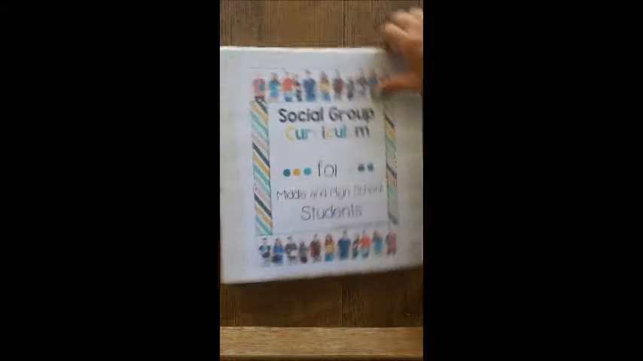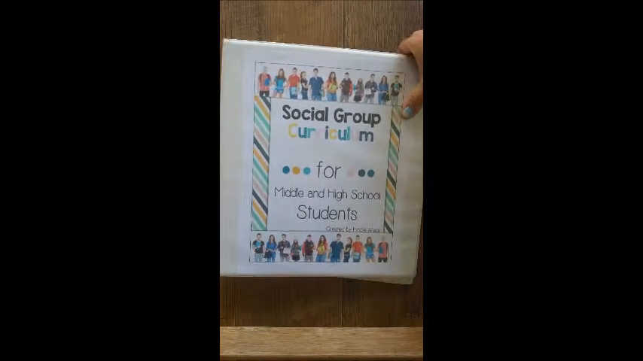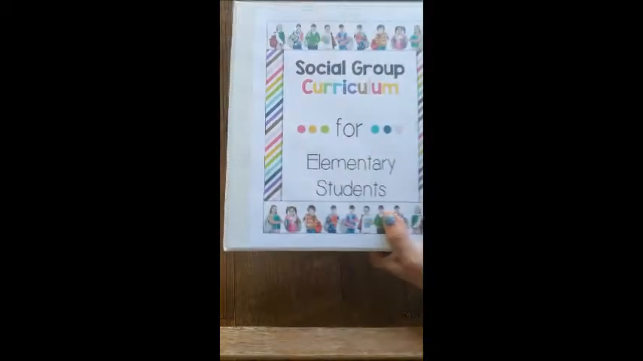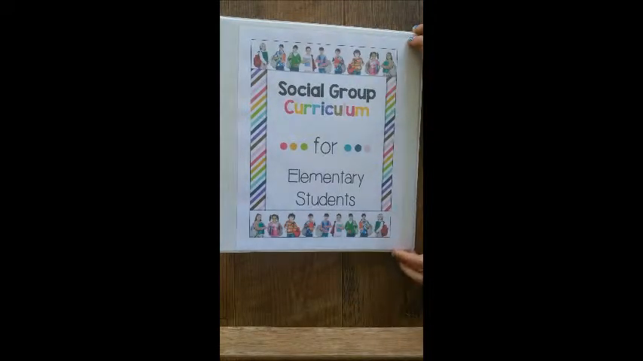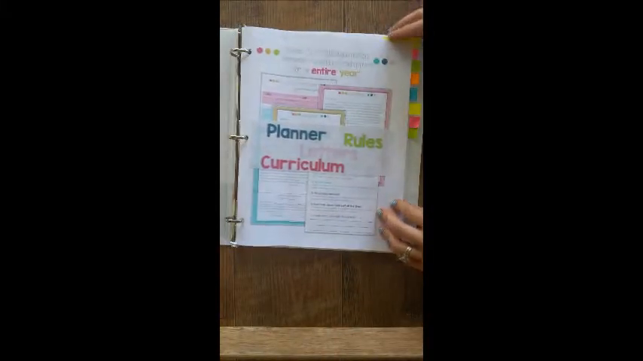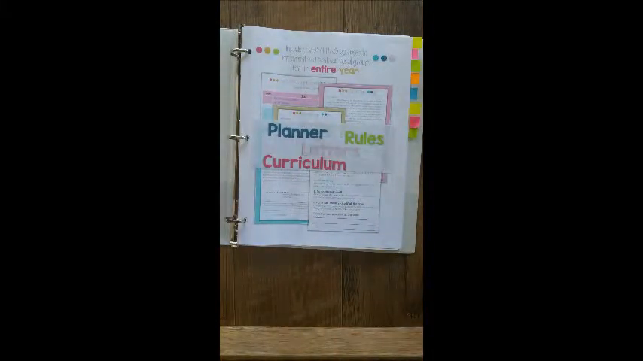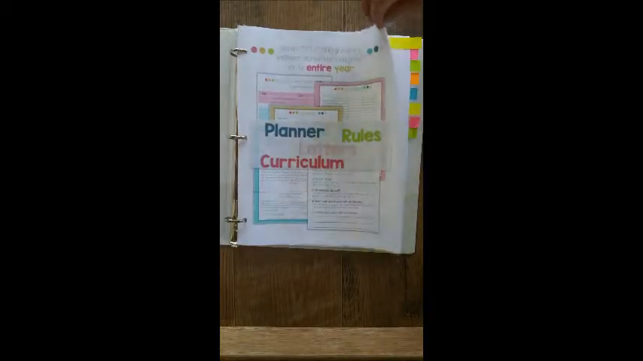You may have remembered I have one for the middle and high school students. Now I can complete my collection with the social group curriculum for elementary students. So let's take a quick peek inside to see what all is included. Basically, you get everything you need to start and implement social groups for the entire year. You get a planner that keeps you on track. You get rules, letters to both teachers and parents, additional resources, and an entire curriculum with visual lessons.